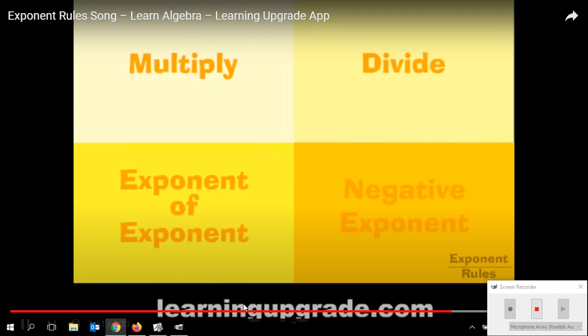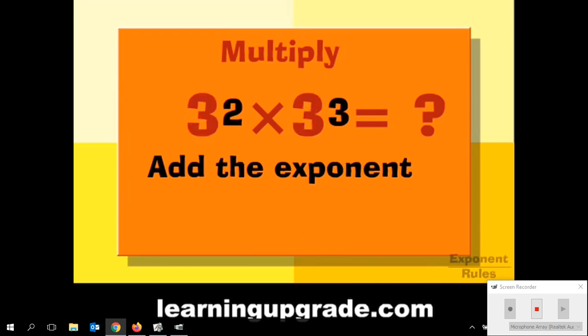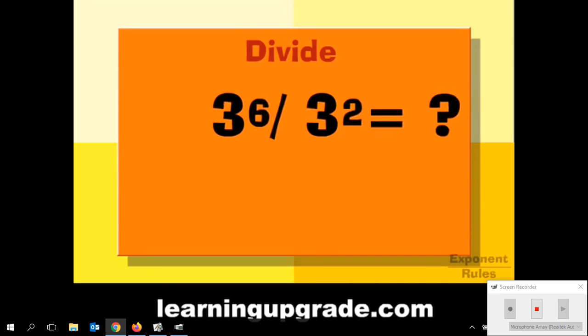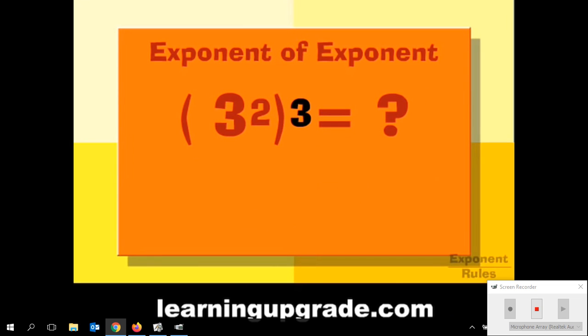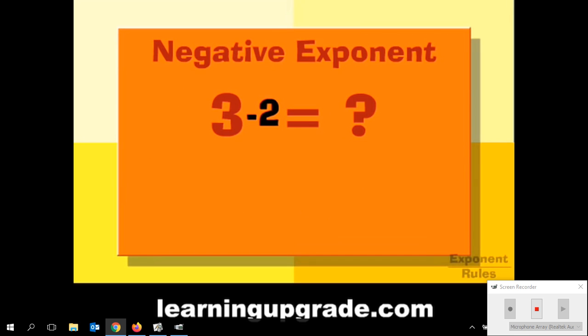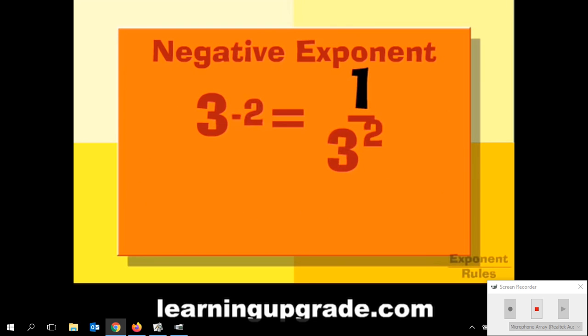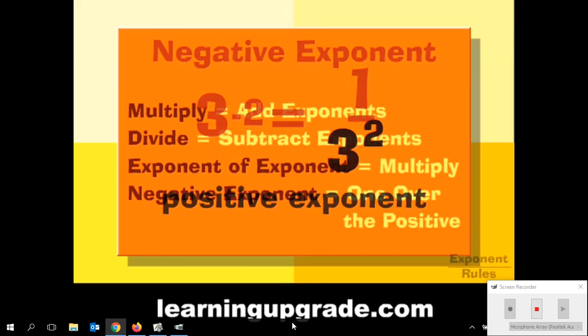When you multiply, add exponents. When you divide, subtract exponents. For an exponent of an exponent, you multiply. For a negative exponent, take 1 over the positive exponent.